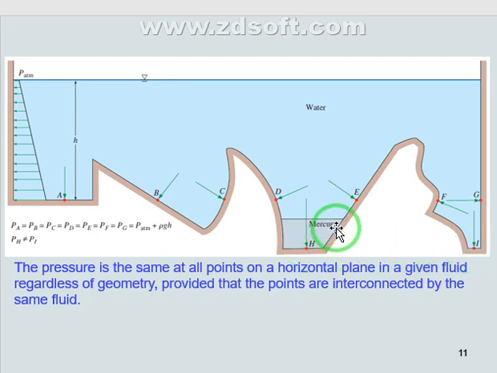Mercury, guys, the density of mercury is 13,600 kilograms per meter cubed, which is much more than water. So the pressure produced by mercury is 13.6 times more than the pressure produced by water. So we must be careful when we calculate the pressure. It's rho g h, right? But we must be careful about rho and h.